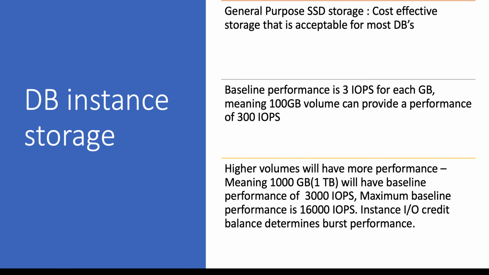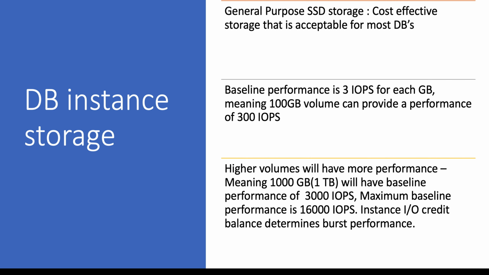And as you go higher, the higher volumes will have more IO. As you go for a higher range, like 1 TB of disk, you will get more performance. If you have 1000 GB, 1 TB, of this GP2 volume, then you will get 3000 IOPS, which is actually a very good limit. But everything comes with a cost also, because you're using 1 TB and getting more IO. The baseline goes up to 3000, and the maximum baseline is 16,000 IOPS. The instance IO credit baseline balance determines burst performance.